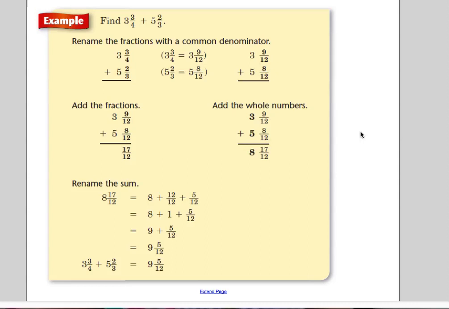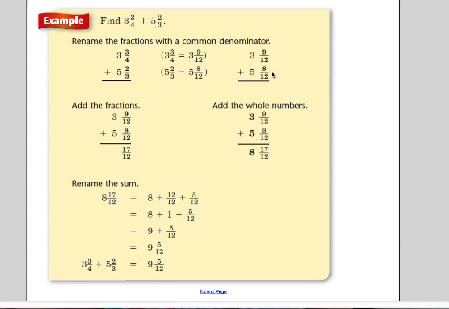Well, the first thing we have to realize is that we do not have common denominators. So we need to rewrite these fractions with common denominators. Now my denominators are 4 and 3, so I could do 4 times 3 to get 12. So I'm going to use 12 as a common denominator. Now I need to rewrite 3 3/4 as 3 9/12, and I'll rewrite 5 2/3 as 5 8/12. So here the problem is rewritten.